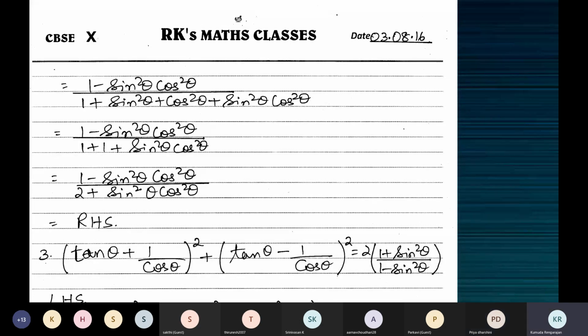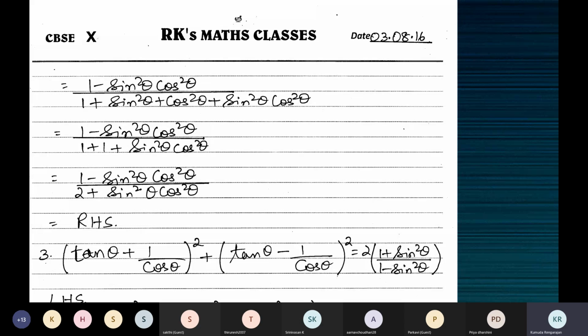Very good, Priyadarshini. And who was that person who completed it? Tirunesh, ma'am. Tirunesh, very good. Priyadarshini and Tirunesh. (A plus B) the whole square plus (A minus B) the whole square is equal to 2 of (A square plus B square).